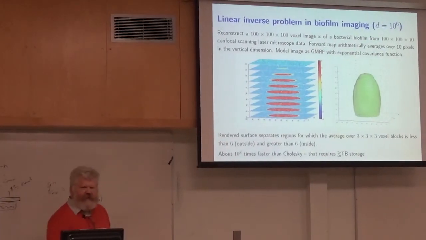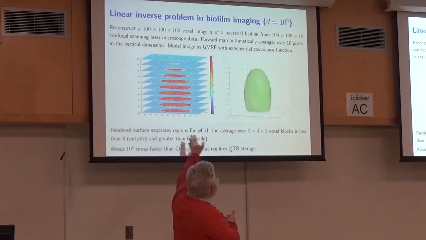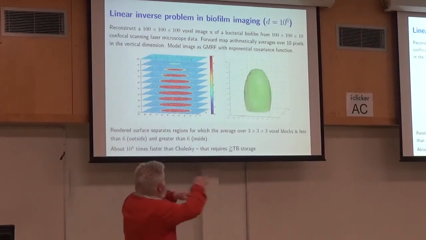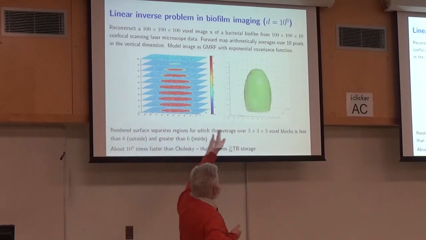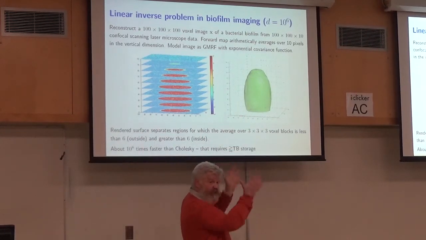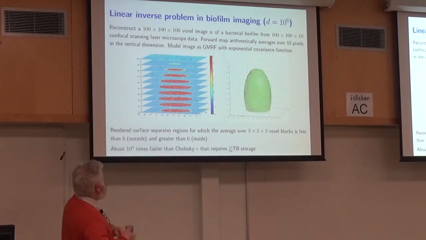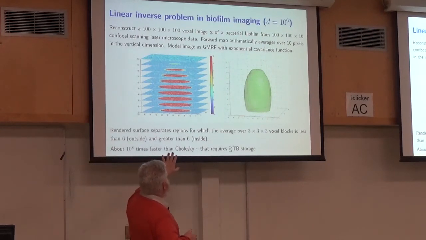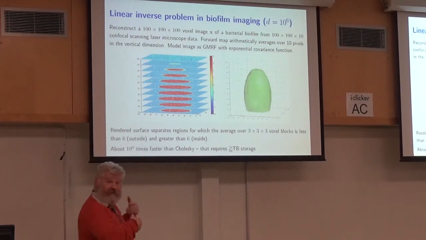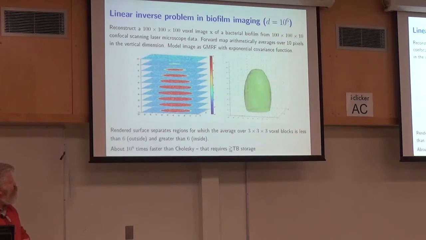So let me show you an example out of a real biofilm imaging problem that we ran. This is a 100 by 100 by 100 example, sampling and distribution. And the Chebyshev acceleration works fine. Here's a plot of a surface of a reconstruction from this scanning laser microscope data. And if you work out how long it would take Gauss-Seidel, it would take about 10 to the 8 times more compute time to do it. So once you get to decent sized problems, you really want these methods.